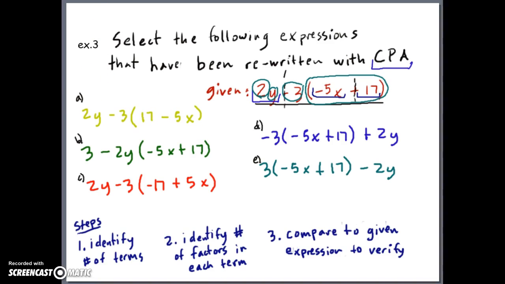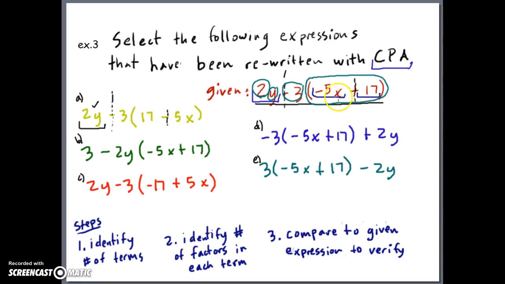So let's go ahead and separate the main terms, right? We've got this subtraction sign, and we've got this subtraction sign right here. So it looks like the first term, this 2y, has stayed the same. So far this is good. Our first term is good. And then our second term had 2 factors, right? It had a -3, which is good, and then it had a -5x plus 17. Well, it looks like the second factor has changed to a 17 minus 5x.